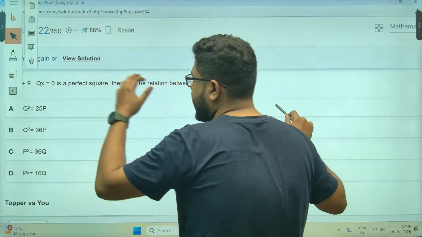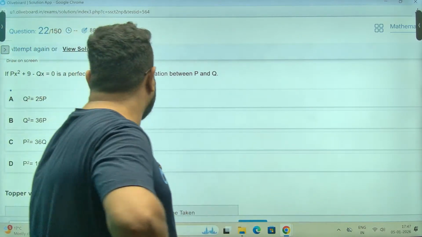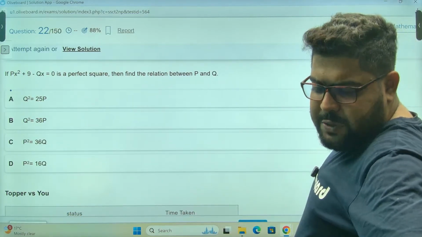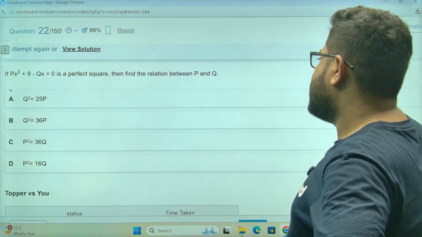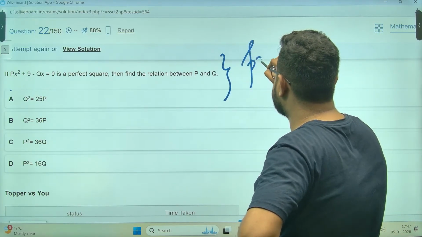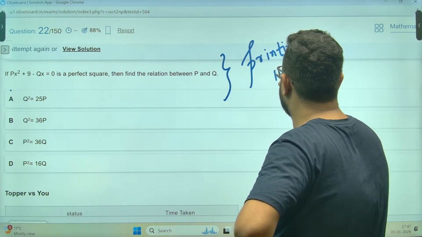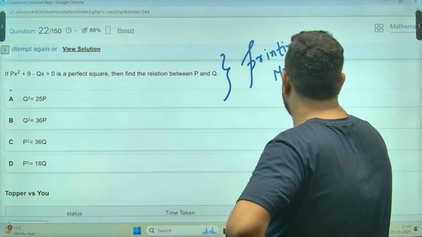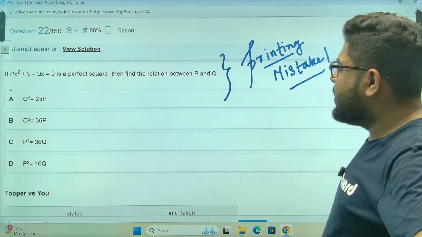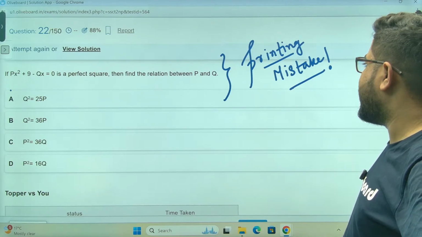What is this? Px square plus 9 minus qx equal to 0 is a perfect square. So there must be some printing mistake here. Printing mistake, sir. Px square plus 9 minus qx is a perfect square.